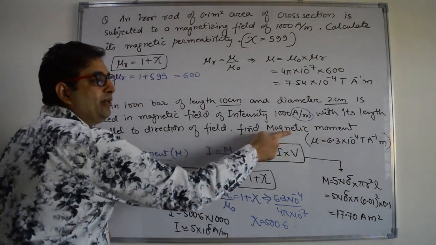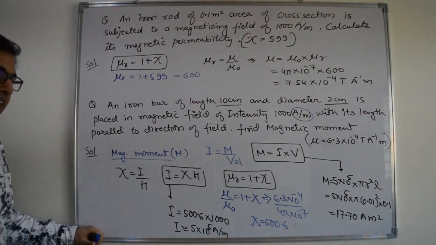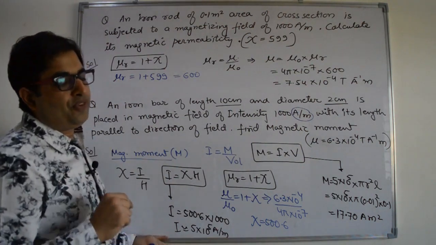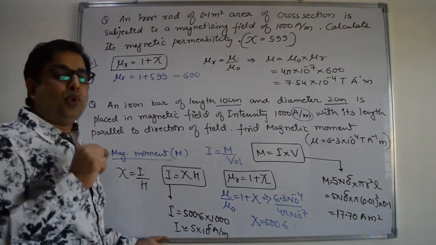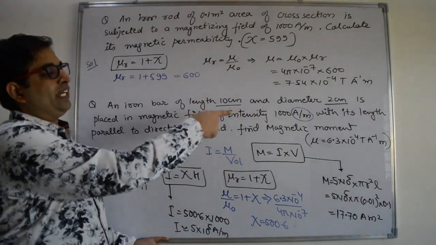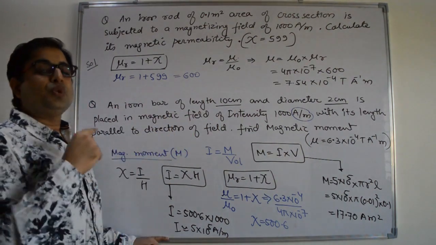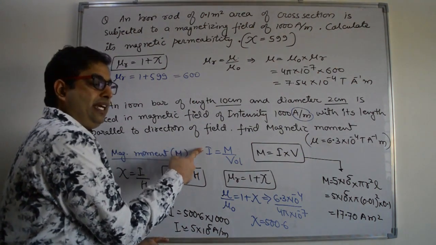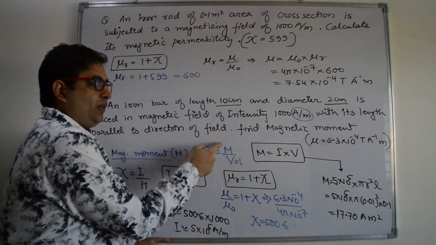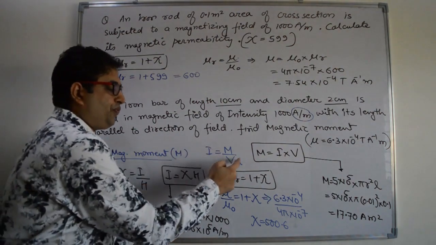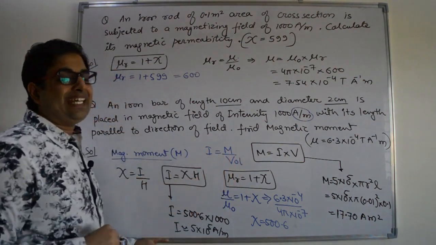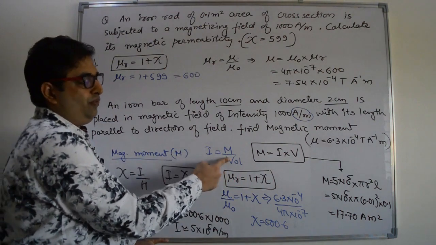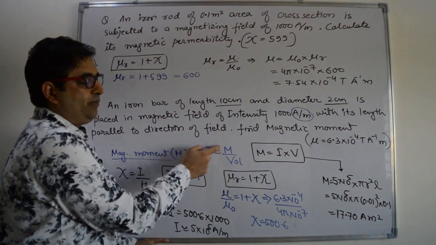What are they asking? Find magnetic moment. So we have to find out magnetic moment. Mu is given to you, H is given to you. Normally for a magnet, magnetic moment is pole strength into length. But we don't have pole strength here. So we have to use the magnetic formula. Magnetic formula is intensity of magnetization is equal to magnetic moment divided by volume. So from this formula we can calculate magnetic moment. Intensity of magnetization we can calculate, volume we can calculate.